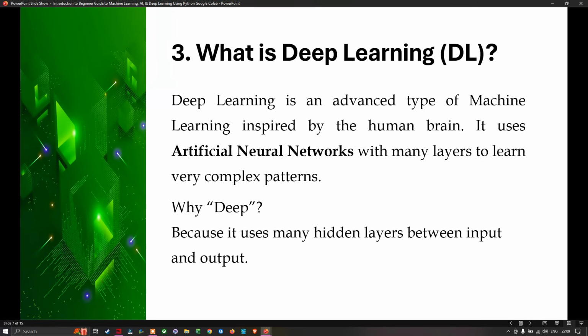So what is deep learning? Deep learning is an advanced type of machine learning inspired by the human brain. It uses artificial neural networks with many layers to learn very complex patterns. So why deep? Because it uses many hidden layers between inputs and outputs.